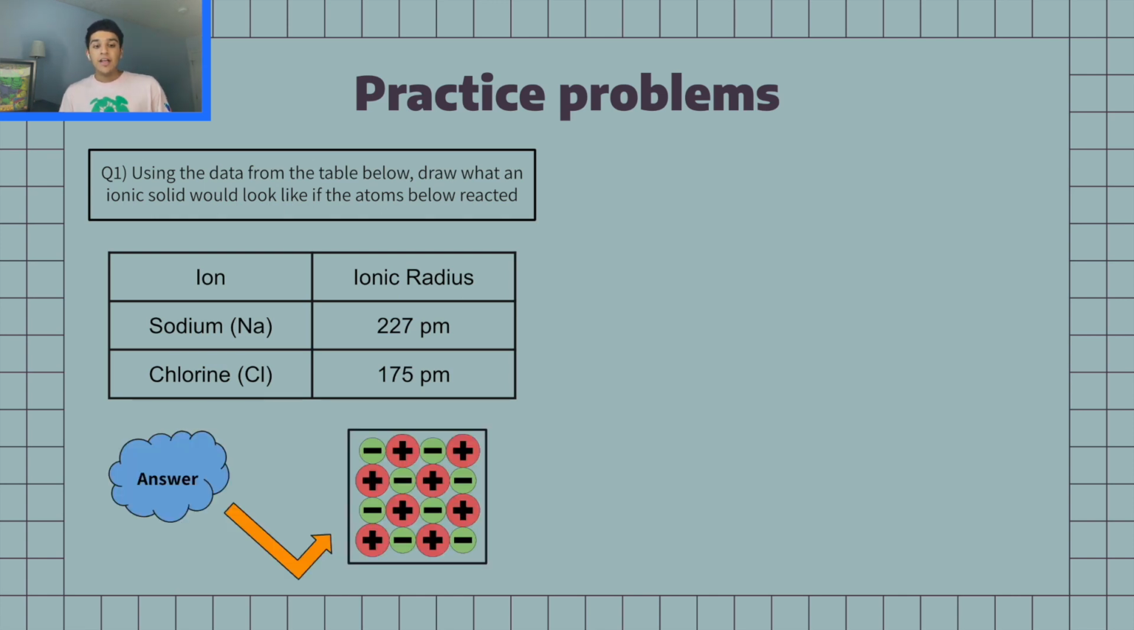All right, now something you'll notice in the answer is that sodium has a relatively larger ion size in comparison to chlorine, right? Which is that the positive ion is larger than the negative ion. And that is because, as is stated in the table, sodium has an ionic radius of 227 picometers, while chlorine has an ionic radius of 175 picometers. And by knowing that sodium is going to have a larger ionic radius, we're going to represent it larger on the particular diagram.